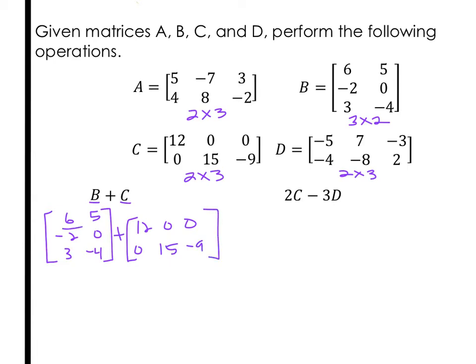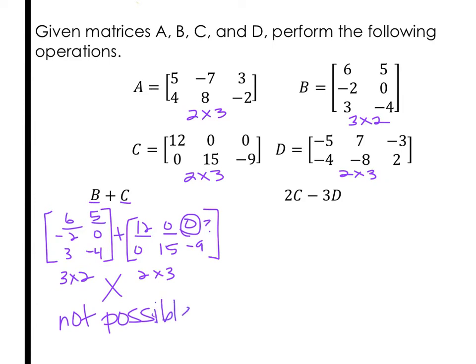Like we could match the 6 with the 12 and the 5 with the 0, but then there's nothing left for that last 0. So notice with a 3 by 2 and a 2 by 3, the elements don't match. Therefore, this is not possible. You can't find a sum unless the dimensions, whoa, that's a lot of S's in possible. Sorry about that. All right, there we go. You can't add or subtract unless you have the exact same dimensions.